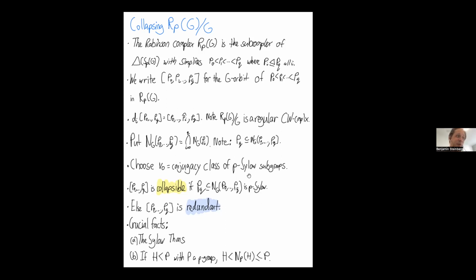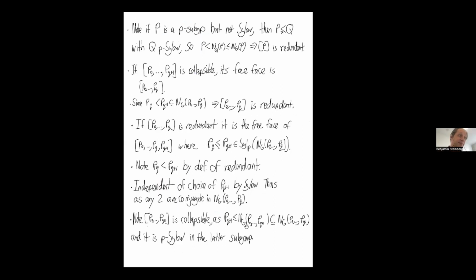Okay, so the idea is we're basically going to look at maximal cells. In a maximal cell, I obviously can't make it longer by adding somebody at the end, so it's going to be collapsible. I'm going to remove the last guy, and that's going to be my free face. And then I'm going to keep proceeding in this way. And eventually I'll get down to the Sylow subgroups. So I have to check all the properties.